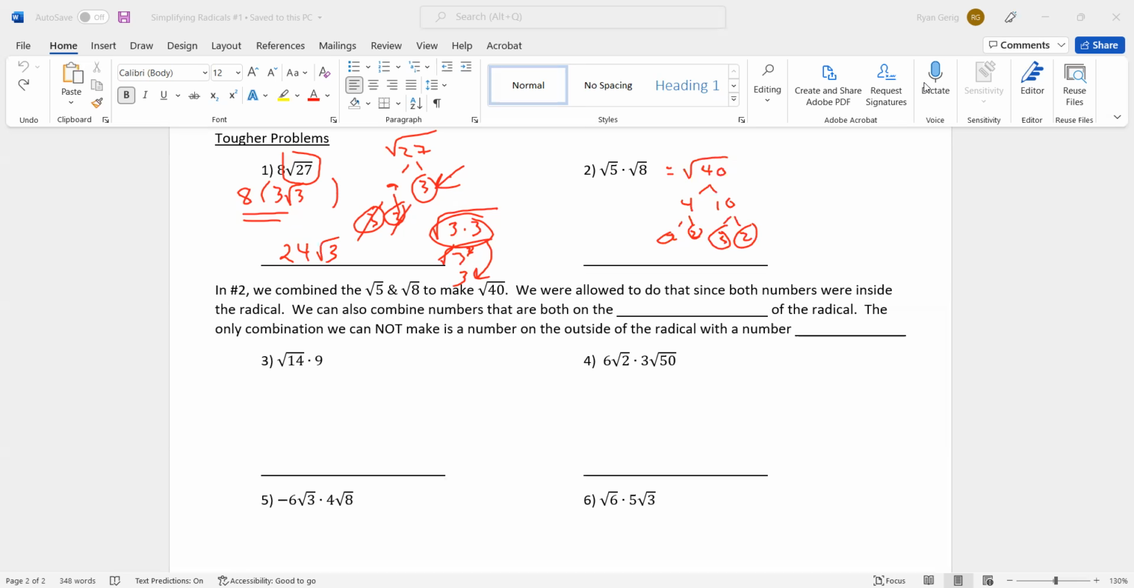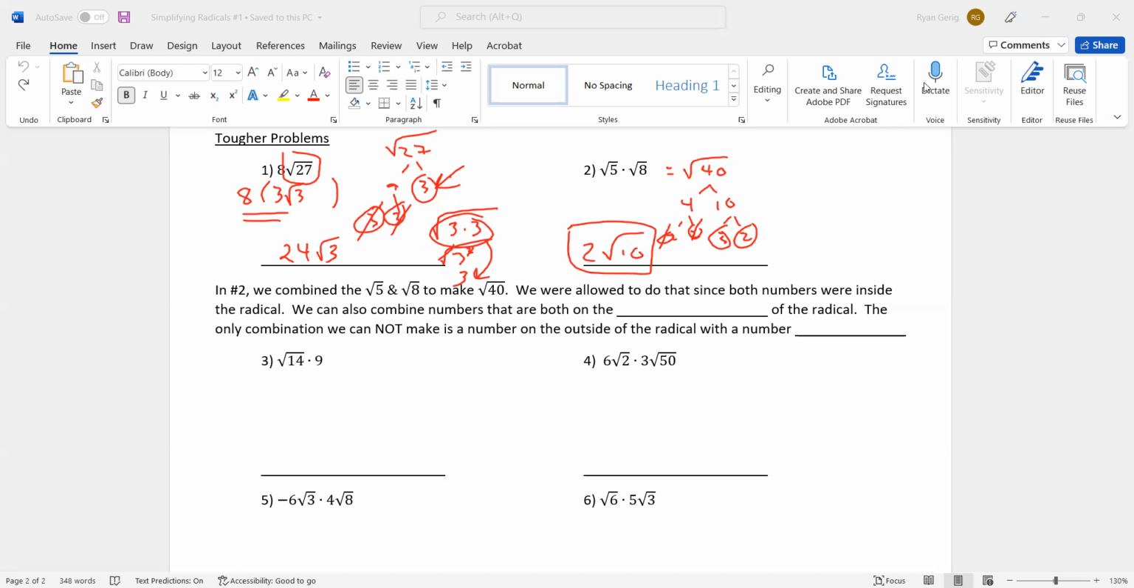Now, I know that this is a pair of 2s, so that's a 2 on the outside. And then 5 and 2 are not paired. So I've got to put those back underneath the radical, and I'm going to go ahead and multiply those together. Don't add them. 5 and 2 makes 10. It's 2 radical 10.